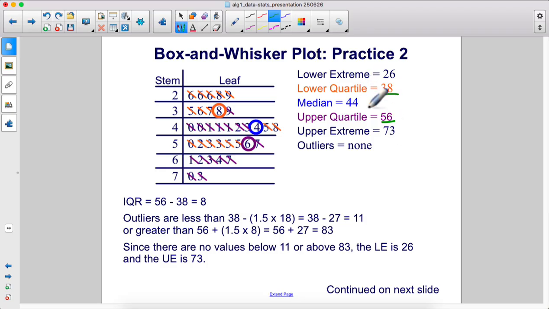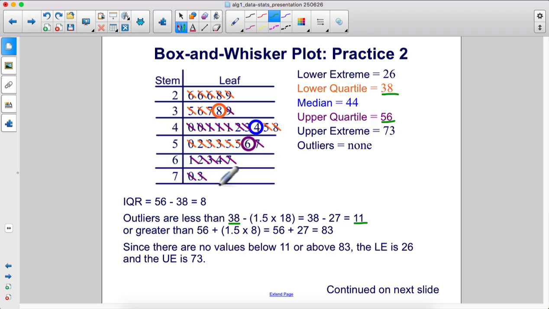All right, we have to figure out if there are any outliers. So we have our lower quartile, which is 38. We take 38 and subtract 1.5 times the interquartile range. The interquartile range is 56 minus 38, which is 18. So then we get 11. Do we have any numbers that are less than 11? No. All right, 56 plus 1.5 times 18 gives us our upper limit of 83.